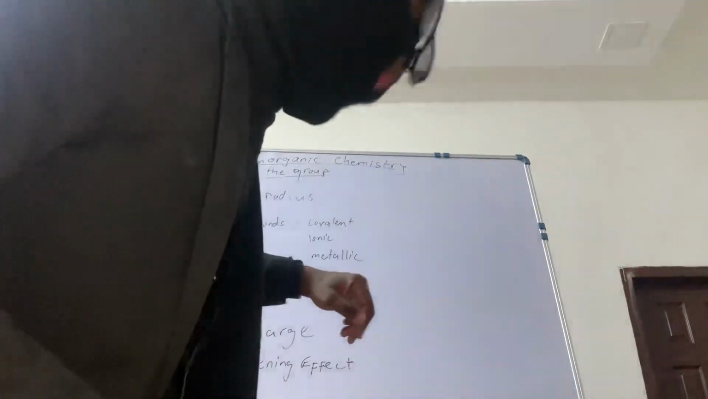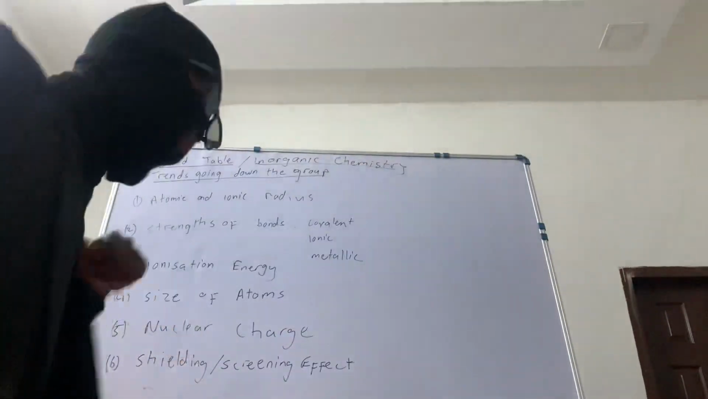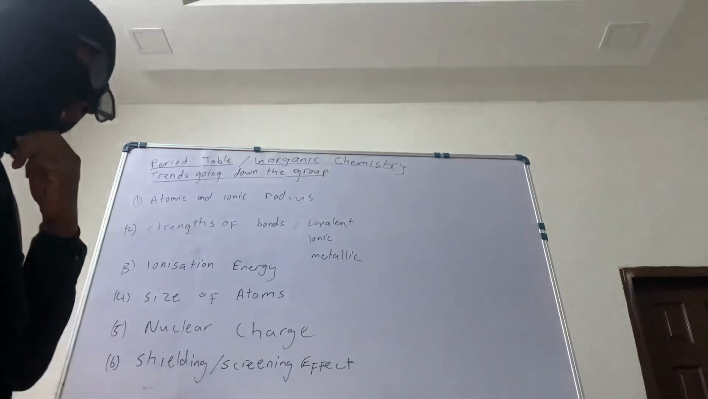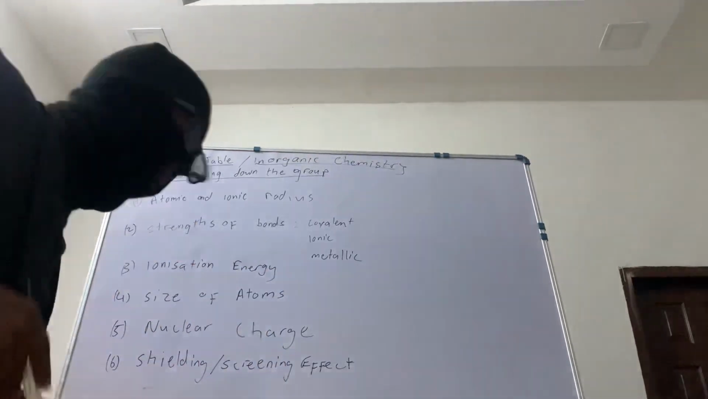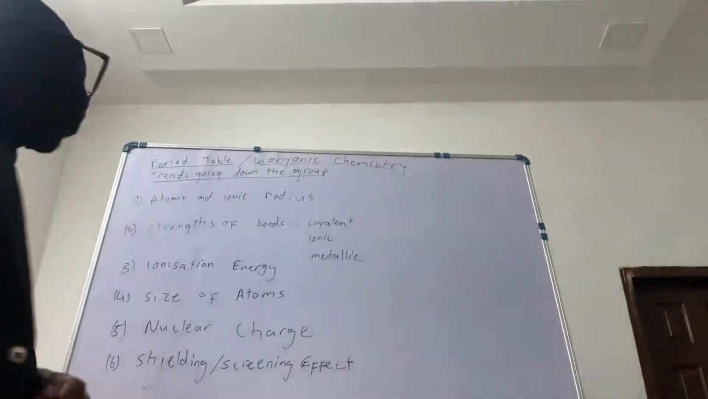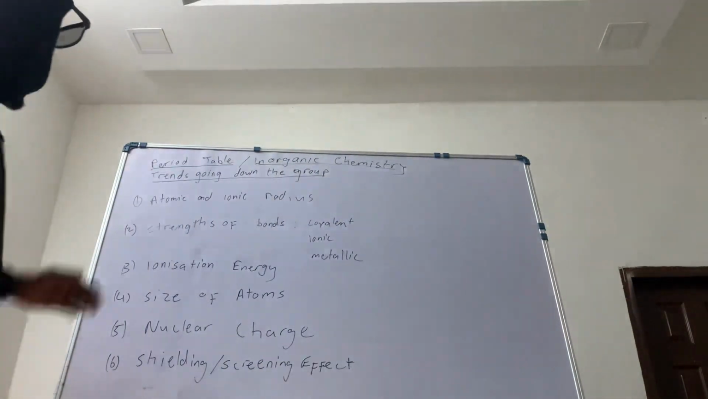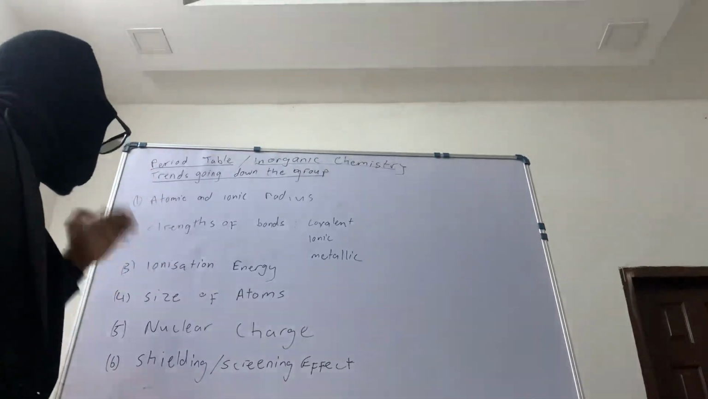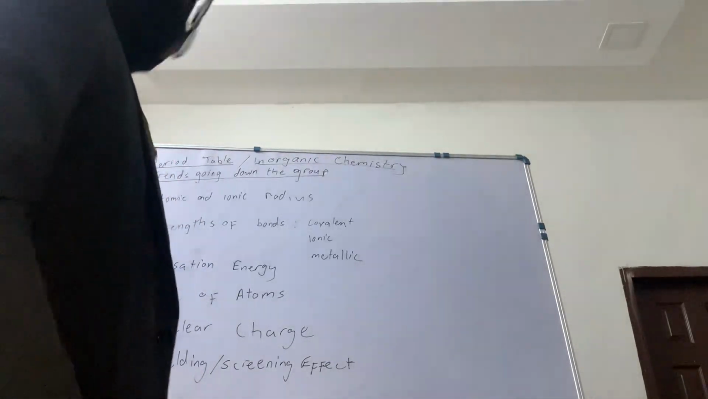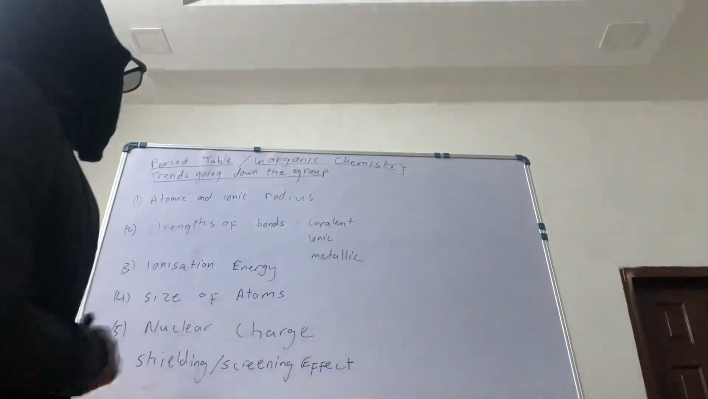We also want to see what happens to the shielding, the screening effect, as shielding can also be named screening, one and the same thing, synonyms. What is happening to the screening effect as you go down the group? So basically, we want to tackle bond strength, ionization, size of atoms, nuclear charge, shielding or screening effect. What is happening as we go down the group?